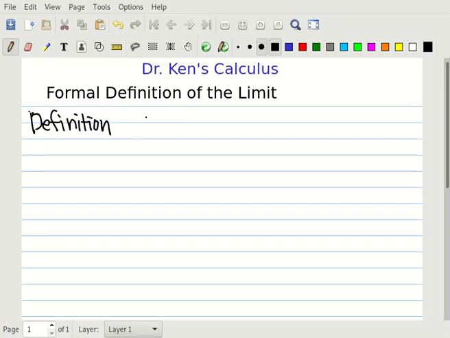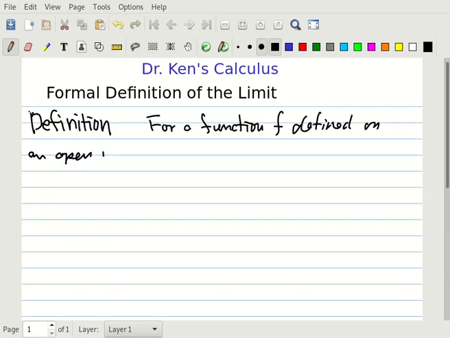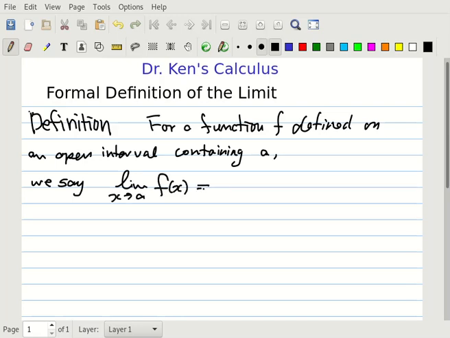Definition. Okay, for a function f defined on an open interval containing a point A. Then we say the limit as x approaches A of f of x is L.